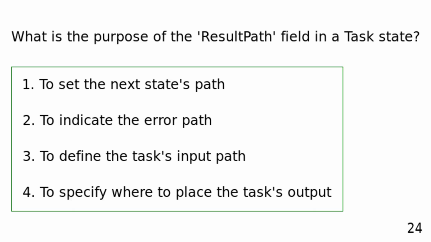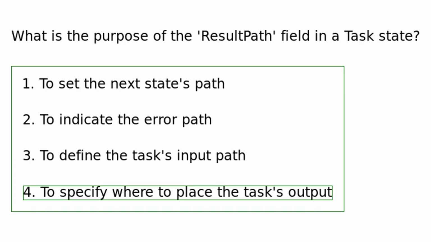What is the purpose of the result path field in a task state? To set the next state's path. To indicate the error path. To define the task's input path. To specify where to place the task's output. The result path field in a task state of AWS Step Function specifies where to place the task's output in the state's input, allowing you to preserve or overwrite the original input.